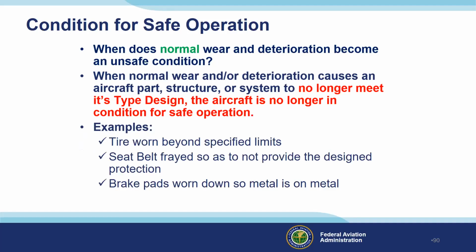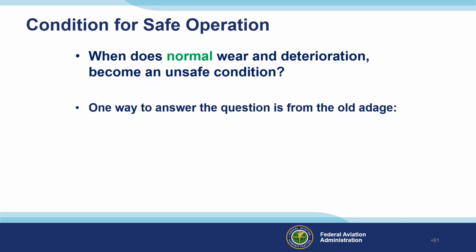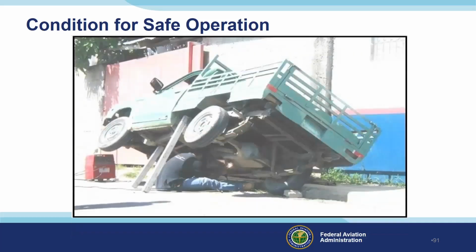Here are some examples. A tire worn beyond limits, a seatbelt frayed so it doesn't provide the designed protection, brake pads worn down so metal is on metal. Keep asking the question, and one way to answer it is from the old adage, it's an accident waiting to happen. Have you ever heard that one? Well, when you see an accident waiting to happen, it's probably not in condition for safe operation.